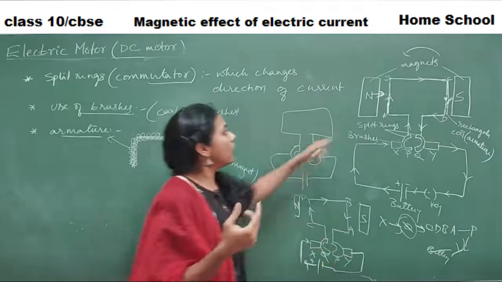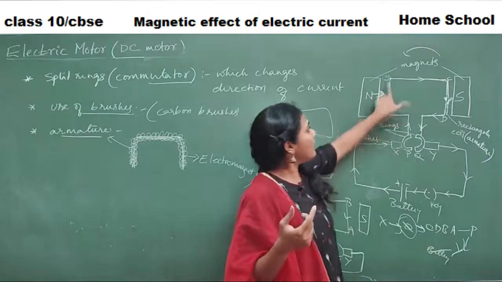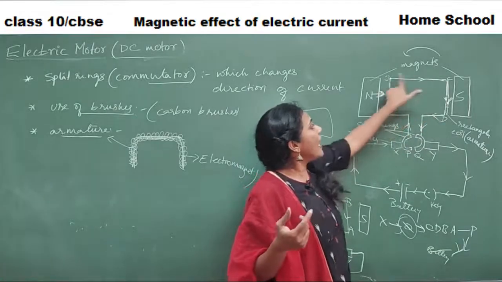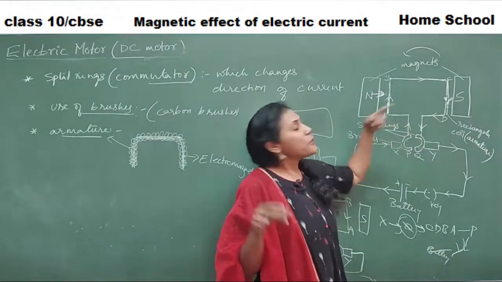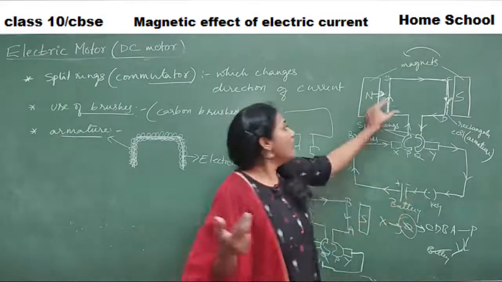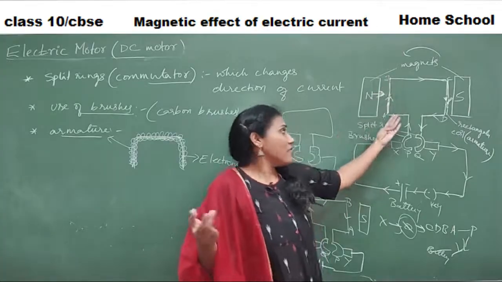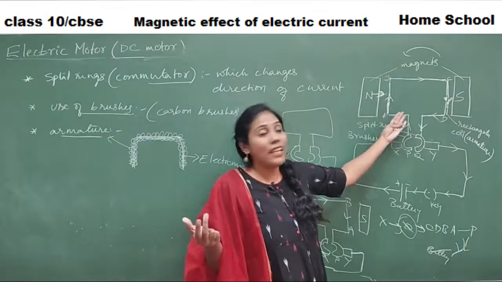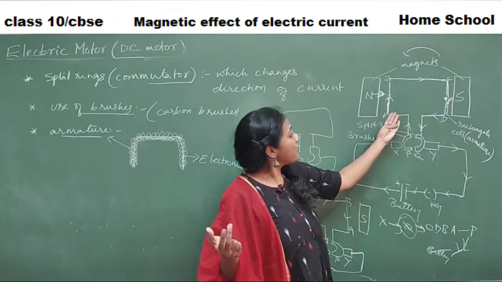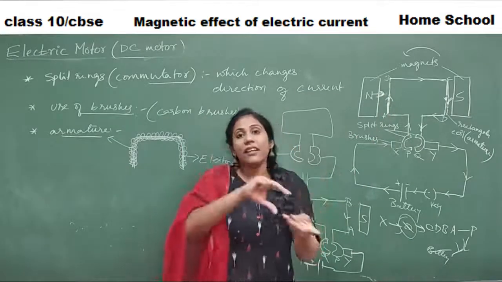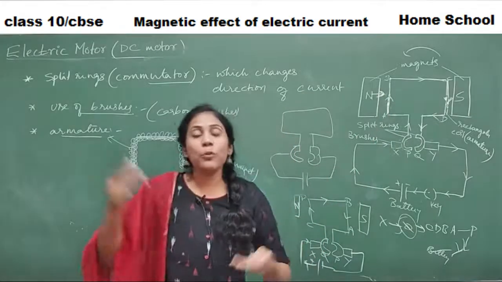Then in such a case, whatever armature you take here will produce more magnetic field. When two strong magnetic fields are there, then more force can be experienced by the coil. When more force is experienced by the coil, more displacement takes place, more movement takes place.